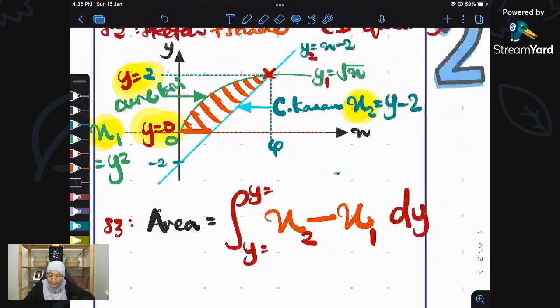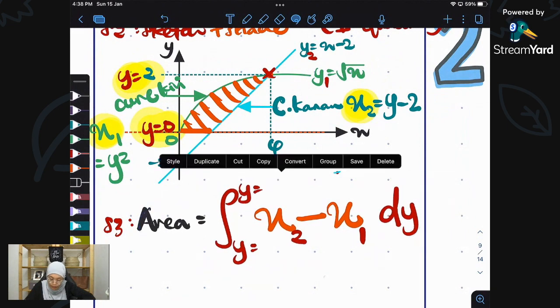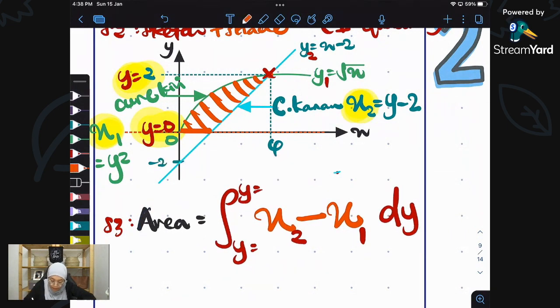So basically inilah area yang kita sedang cuba cari. Tapi limit ni saya tak tulis lagi. The limit should be from 0 until 2. Maybe I use from 0 until 2. This is the limit that we are focusing at lah.